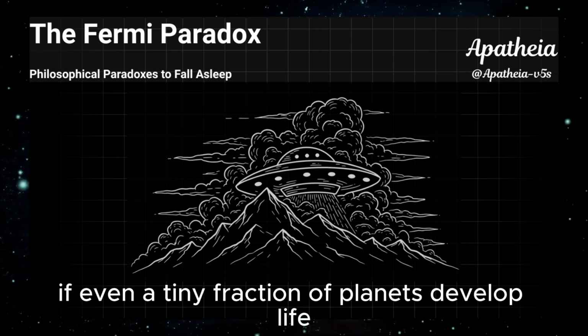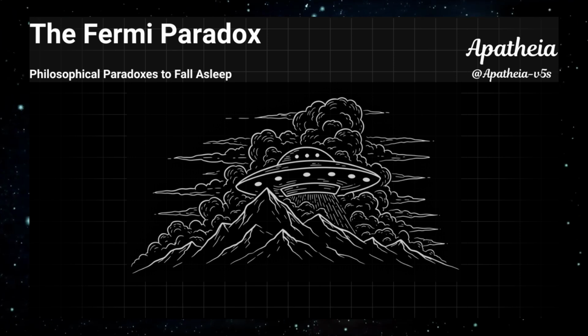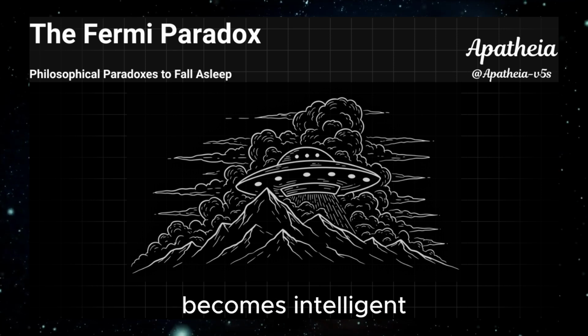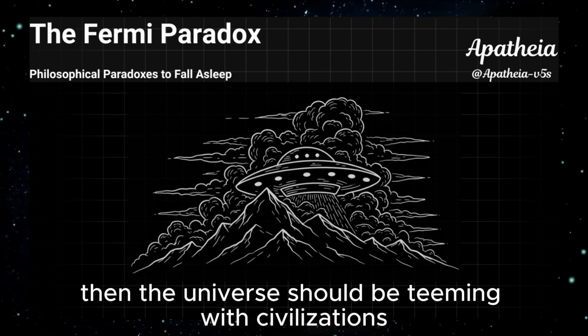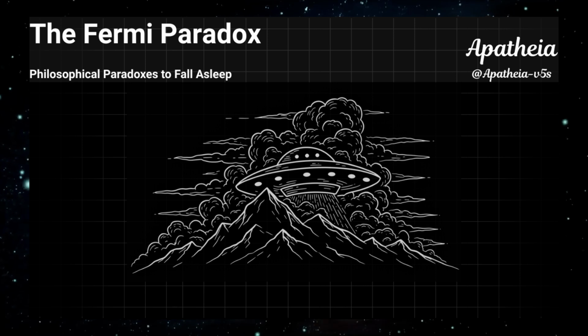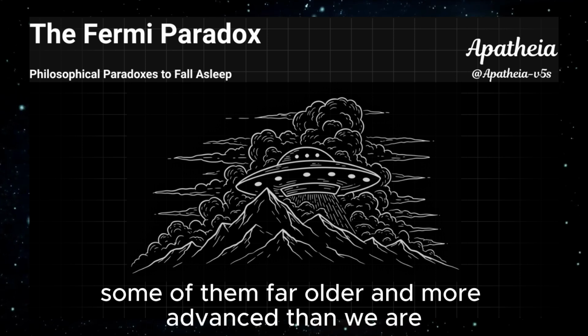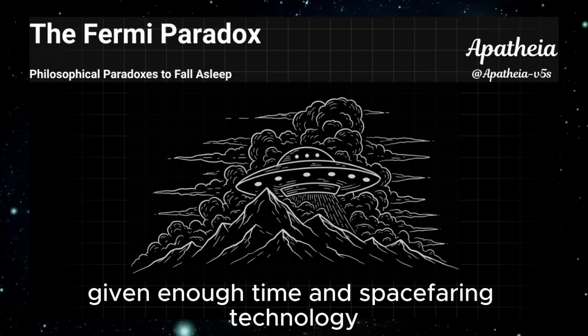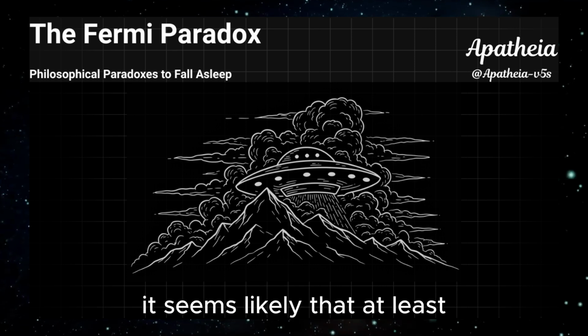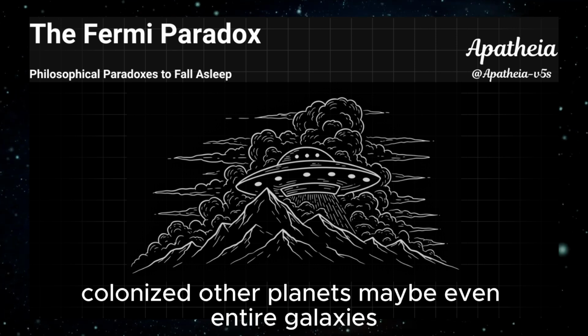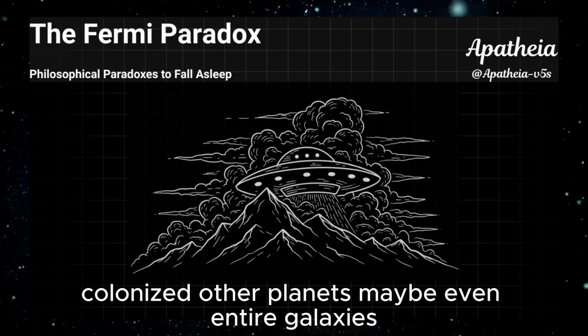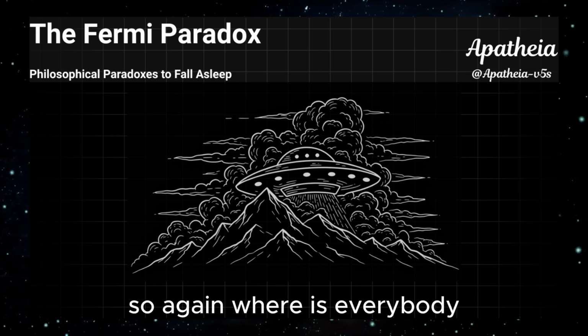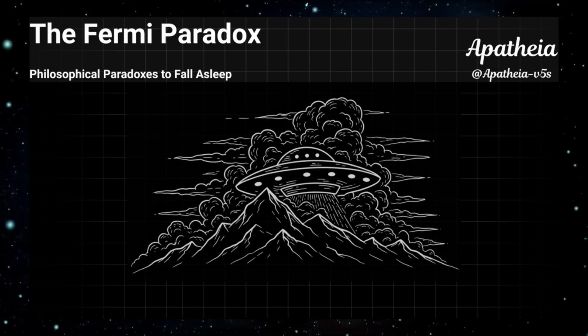If even a tiny fraction of planets develop life, and if even a small percentage of that life becomes intelligent, then the universe should be teeming with civilizations, some of them far older and more advanced than we are. Given enough time and spacefaring technology, it seems likely that at least some of them would have spread out, colonized other planets, maybe even entire galaxies. So again, where is everybody?